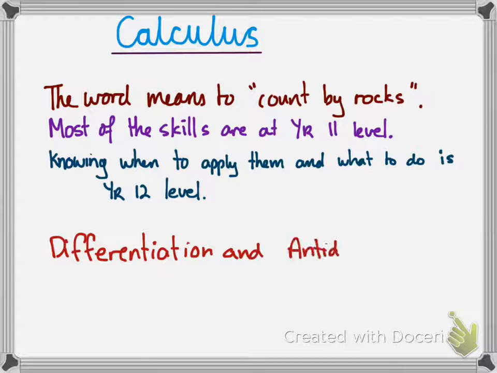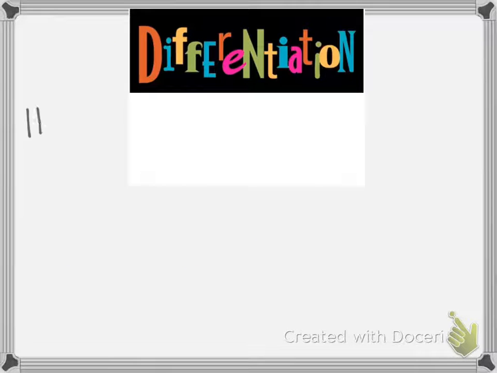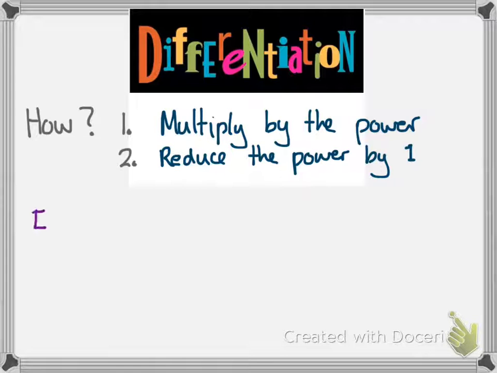Differentiation and anti-differentiation are the two major parts on this unit standard, achievement standard rather, and that's worth 5 credits. So it's important we come to understand. We're going to look at how and why we do differentiation in this one. Integration is another name for anti-differentiation. So we're looking at how and why. First of all, how. How do we differentiate? They're basically two steps. Multiply by the power and reduce the power by 1. Just remember that, those two steps.